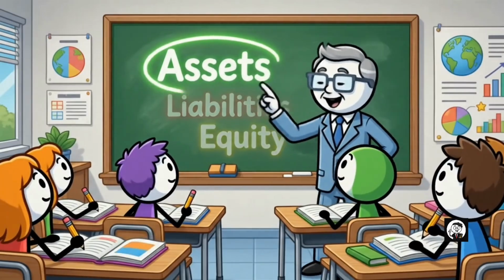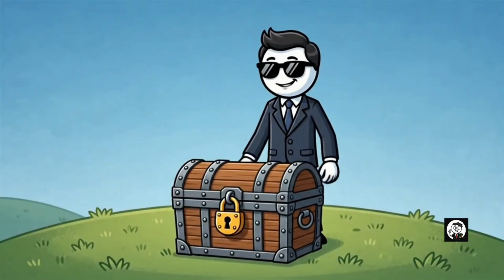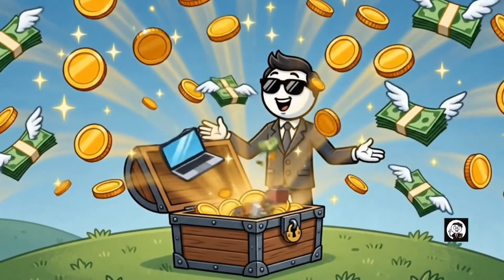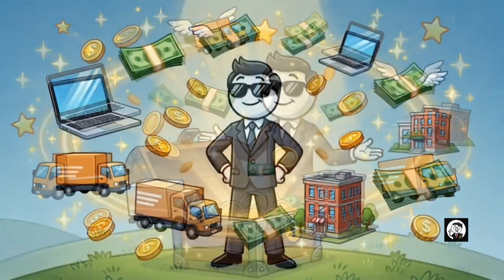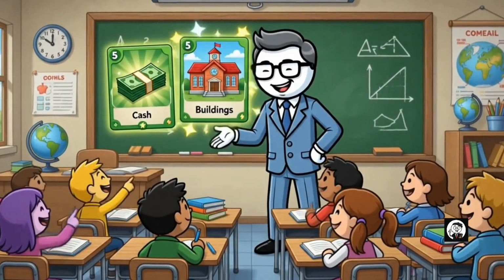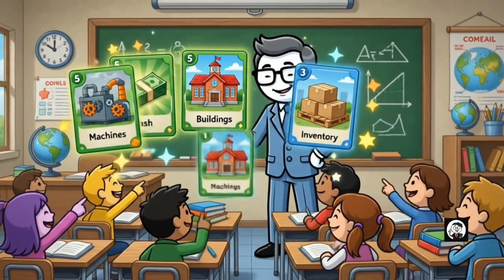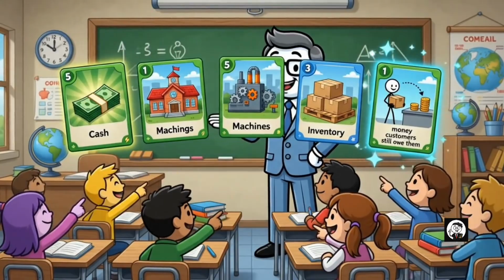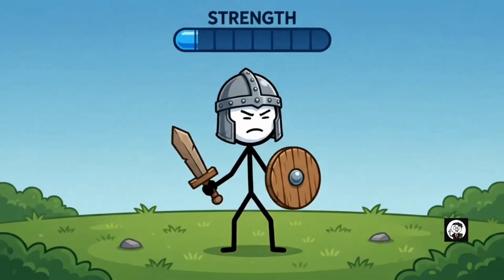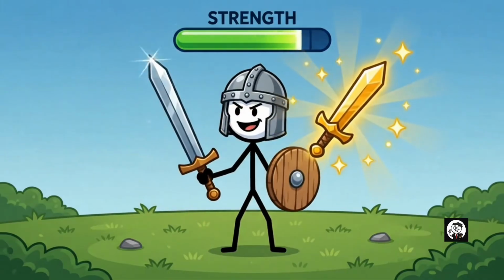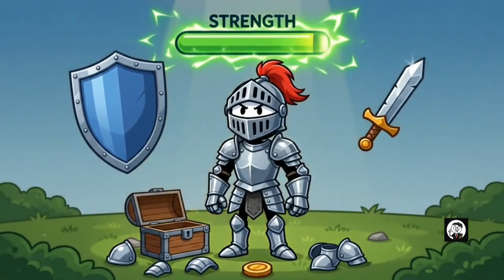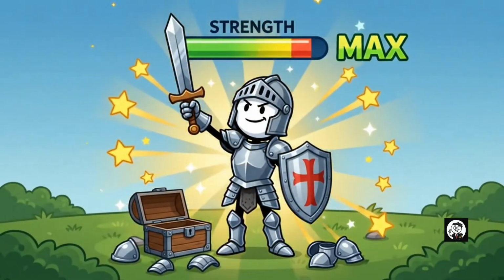Let's start with assets. Assets are simply everything the company owns. Let's look closer. Cash, buildings, machines, inventory, even money customers still owe them. They're all assets. Think of assets like weapons in a video game. The better your weapons, the stronger you become.